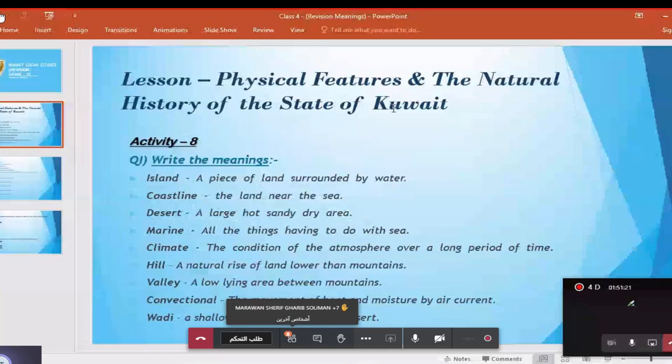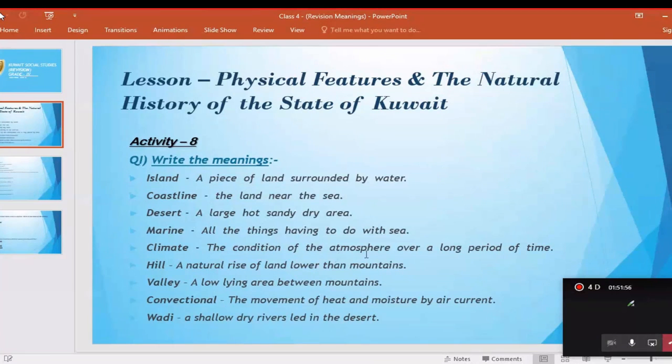Activity number 8. Write the meanings of. First one, island, a piece of land surrounded by water. Second, coastline, the land near the sea. Third, desert, a large, hot, sandy, dry area. Fourth, marine, all the things having to do with sea. Fifth, climate, the condition of the atmosphere over a long period of time.